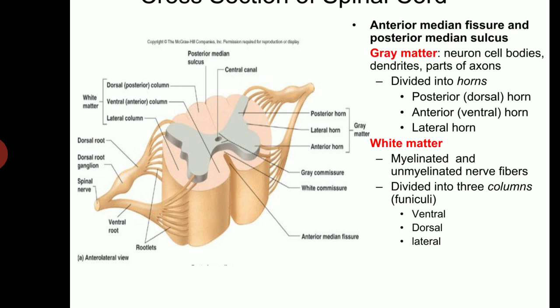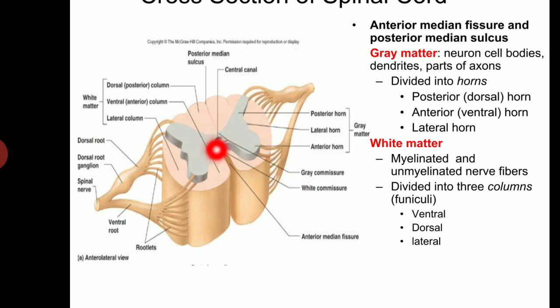Now the white matter. It is mainly made up of myelinated and unmyelinated nerve fibers, divided into three columns, also known as funiculi. So the ventral column or ventral funiculus, the dorsal column or dorsal funiculus, and the lateral funiculus or lateral column. So gray matter is divided into horns and white matter is divided into funiculi or columns.